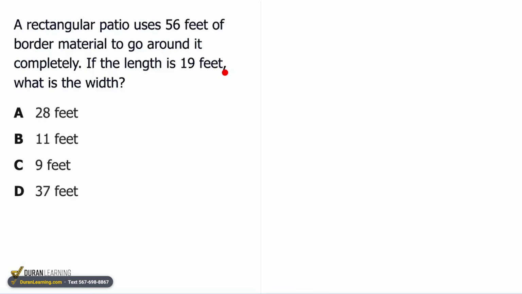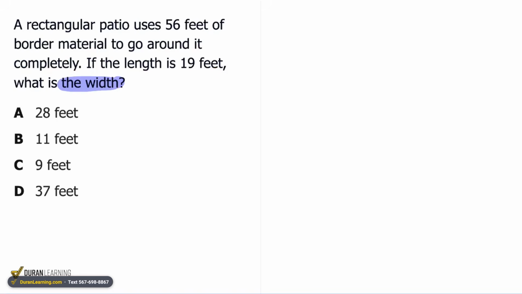So here, what we have is if the length is 19 feet, what is the width? Okay, sounds good. So length is 19, what is the width? You can clearly tell that we're given a length and we're asking for the width. It's very possible we're dealing with a shape here. So what shape might that be? Well, let's take a look. It says a rectangular patio. So a rectangular patio uses 56 feet of border material to go around it completely. Here's the length. What's the width?